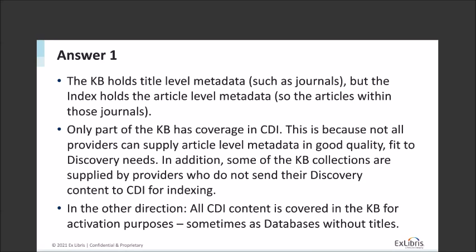Okay, so the answer is basically yes, they match. They work together as we explained, and the KB holds the title level metadata, such as journals, and the index holds the article level metadata. So the articles within those journals. I think we actually mentioned this example. For example, we have a science magazine, and we will have an entry for this in the KB with the ISSN, and in the CDI, we will have records for all the articles published within Science magazine.